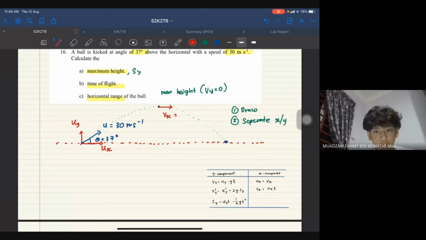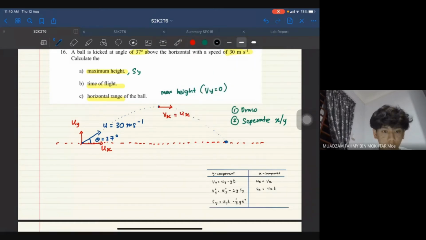Dia pecahkan 30 tu jadi horizontal component. Okay. Betul? Memang betul. Itu jawapan dia. Tapi Vx tu dia punya properties adalah equals to Ux. So dia tak berubah. You guys ingat kan? Bear that in mind. So you don't have to calculate about Vx pun.